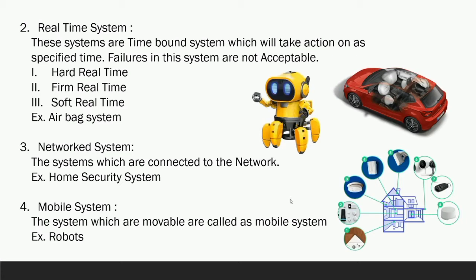A networked system is a system which is connected to the network. For example, home security system. Mobile system: the systems which are movable are called mobile systems. Example, robot.